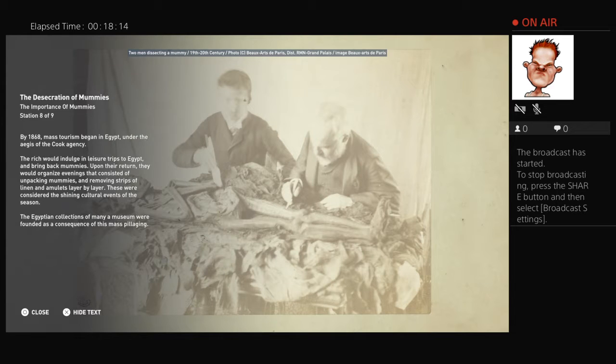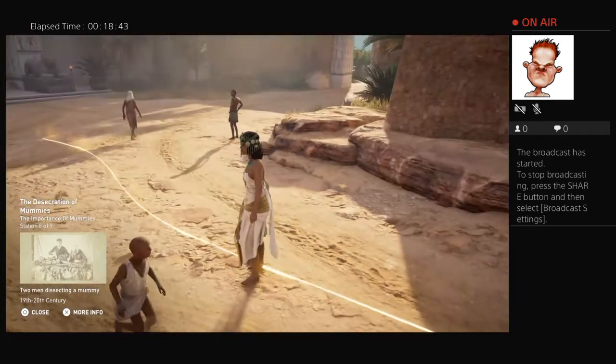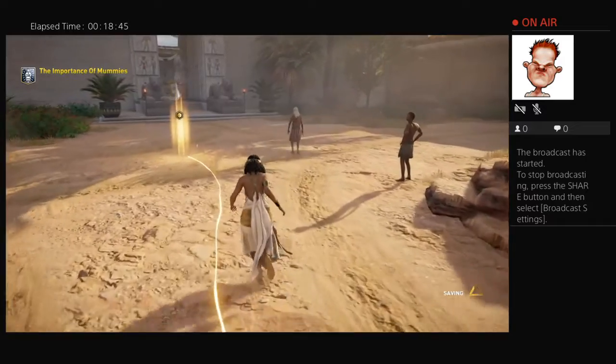By 1868, mass tourism began in Egypt under the aegis of the Cook Agency. The rich would indulge in leisure trips to Egypt and bring back mummies. Upon their return, they would organize evenings that consisted of unpacking mummies and removing strips of linen and amulets layer by layer. These were considered the shining cultural events of the season. The Egyptian collections of many a museum were founded as a consequence of this mass pillaging.